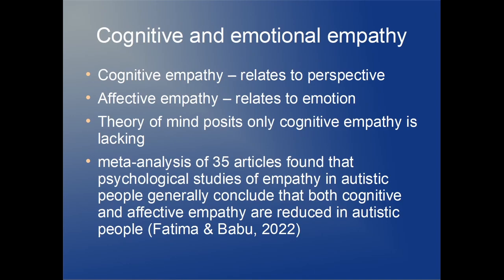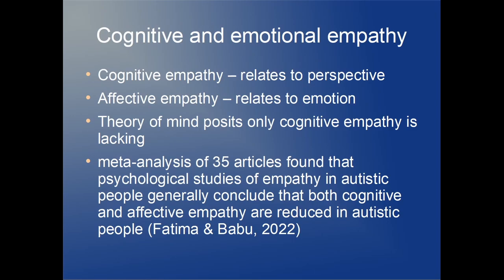Scientists have disagreed upon which of these autistic people might lack. The most well known account of autistic people lacking empathy is theory of mind deficits, as developed by Simon Baron-Cohen. But on that account, it only relates to cognitive empathy, the idea that autistic people struggle to see the perspective of other people. Baron-Cohen actually thought autistic people did not lack affective empathy.